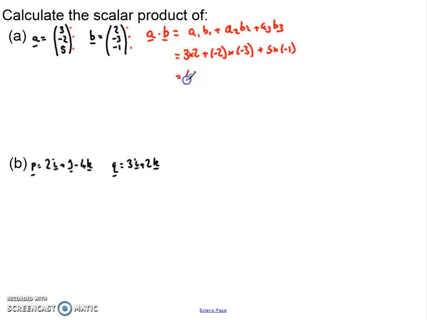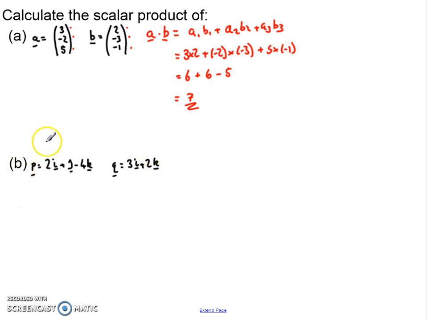So 3 times 2 is 6. Negative 2 times negative 3 is 6 again. So it's then plus 6. And then 5 times negative 1 is negative 5. So it's plus negative, which becomes minus 5. 6 plus 6 is 12. Take away 5 gives me 7.